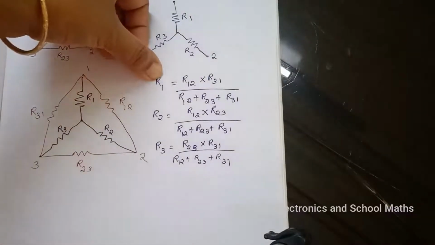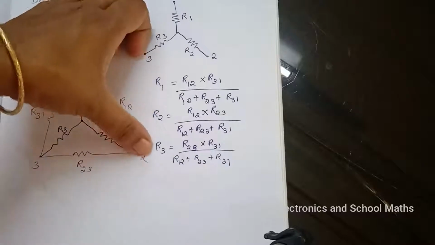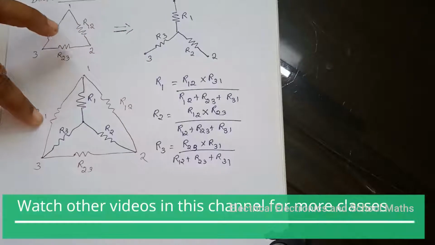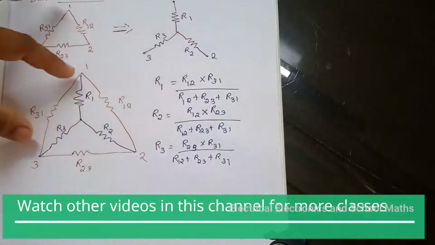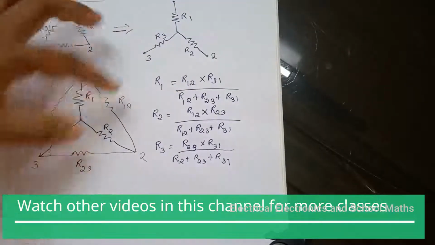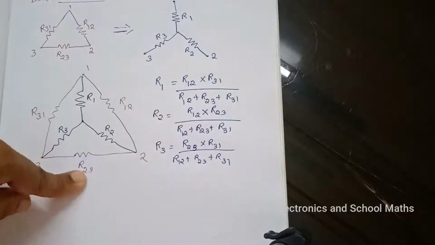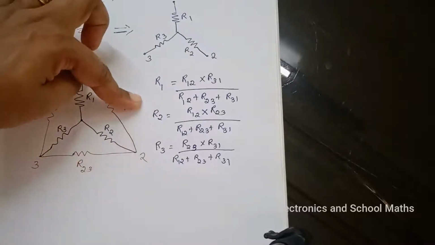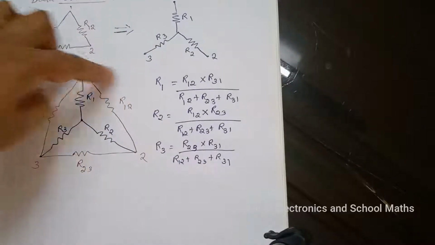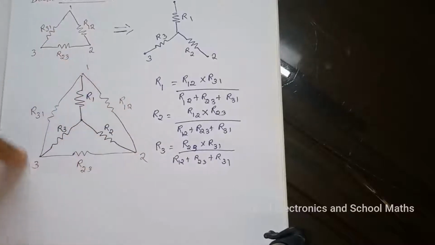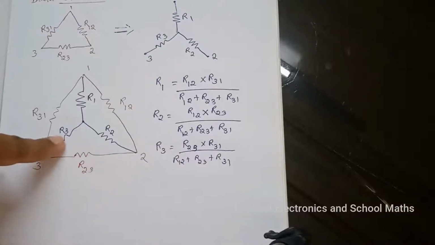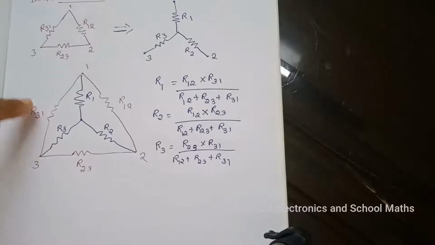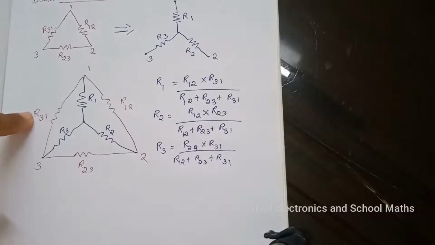And this is the equation for R1, R2 and R3. That is, R1 is equal to R12 into R31 whole divided by the sum of these three resistors, that is R12 plus R23 plus R31, and similarly R2 is equal to R12 into R23 divided by the sum of the resistors in the delta connection. Also R3 is equal to R23 into R31 divided by the sum of resistors in the delta connection.